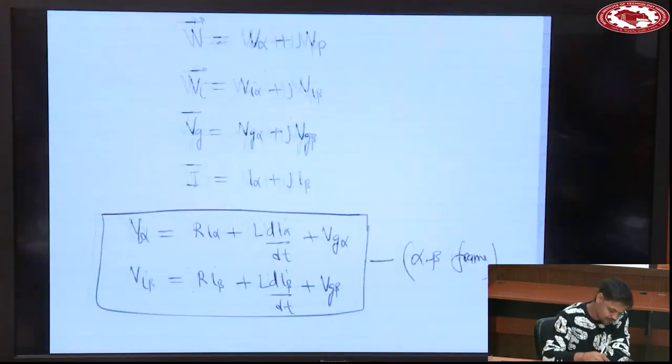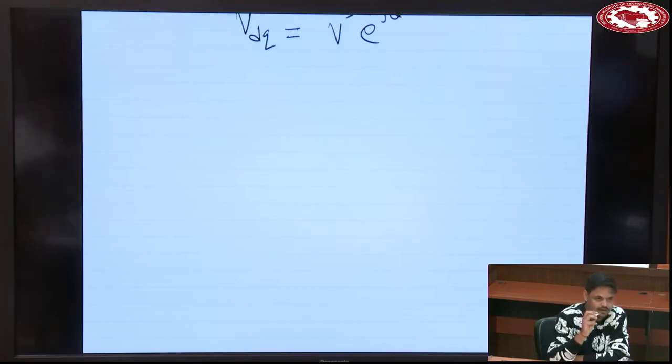In this equation, there is one more concept we have gone through. Whatever we are covering and writing was covered in the previous class. You just need to be reminded. This vector V, V dq, was the V vector multiplied by the retardation factor e to the power minus j theta. Theta is the angle of the reference frame.